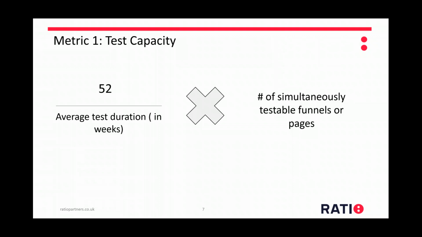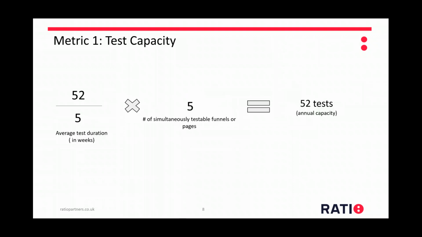And so what we want to understand is not just how many tests we can run across the entire year, but how many across multiple different funnels or pages. So for example, if we had an average test duration of 5 weeks and we have 5 simultaneously testable funnels or pages, then we have an annual capacity of 52 tests. Now, if we only ran 4 tests over the course of the year, or maybe 5 tests to make the math easier, then you're actually only achieving about 10% of the possible experimentation capacity on your website.